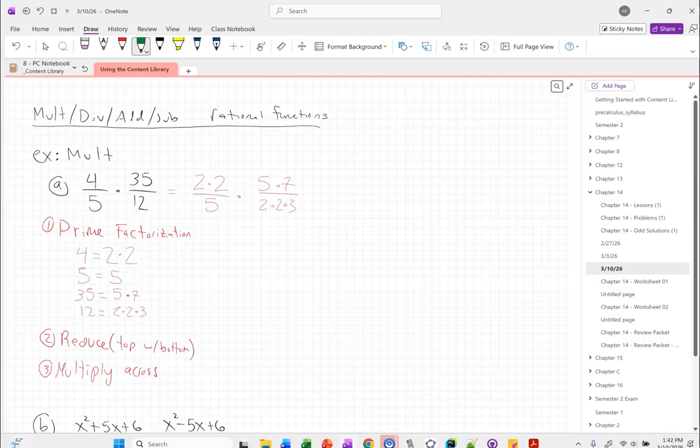Now I'm going to reduce. Anything on a top level of my fraction can reduce with anything on a bottom level of my fraction. So like this 2 can reduce with that 2. They become 1. Those 2s can reduce. These 5s can reduce. And then we just multiply across. So in the top, I have 1 times 1 times 1 times 7. On the bottom, I have 1 times 1 times 1 times 3. 7/3 is my answer.